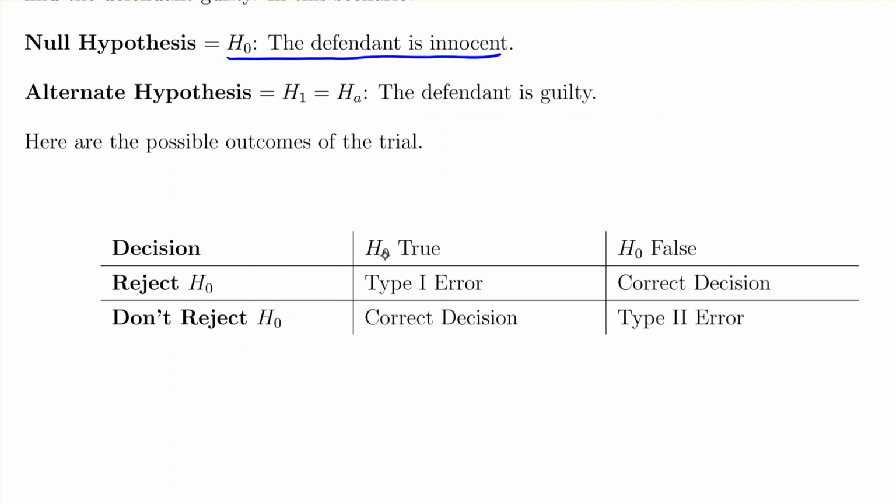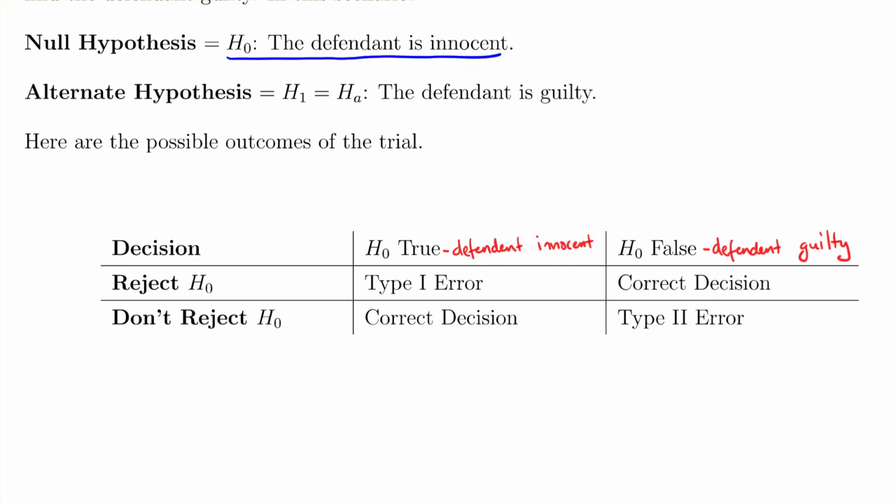If our H naught, our null hypothesis, is true, that means the defendant is truly innocent, and the defendant's innocence is something the defendant knows, and it's something the jury is trying to determine. Now, if our H naught, our null hypothesis, is false, that means the defendant was guilty of the accused crime. And see these two things in red as two possible cases. One if we had an innocent defendant, one if we had a guilty defendant.